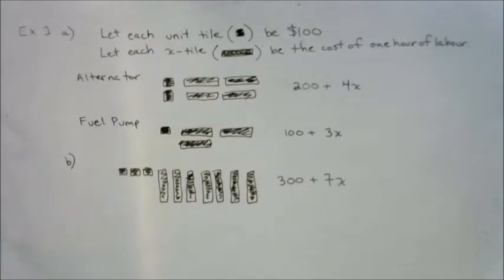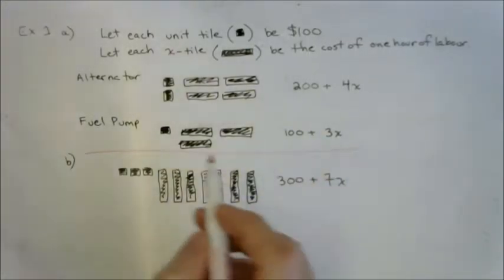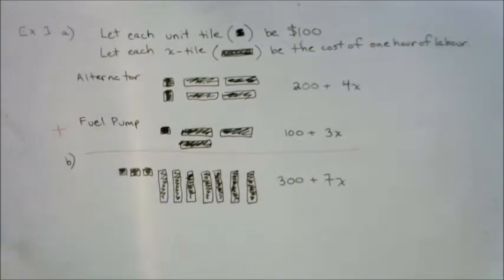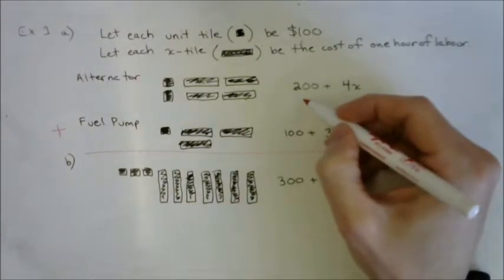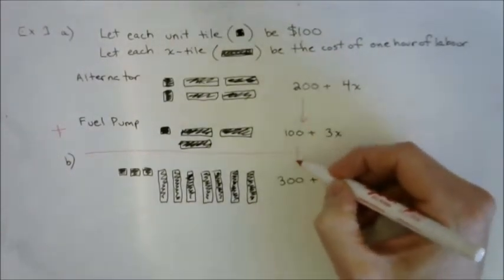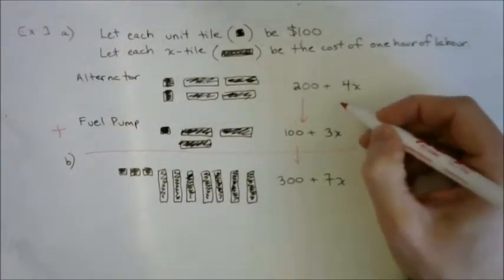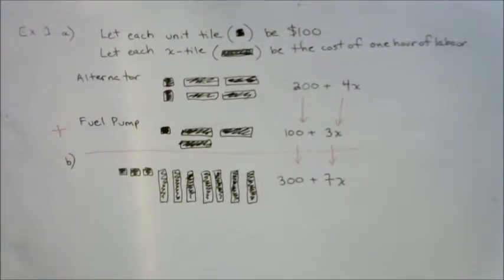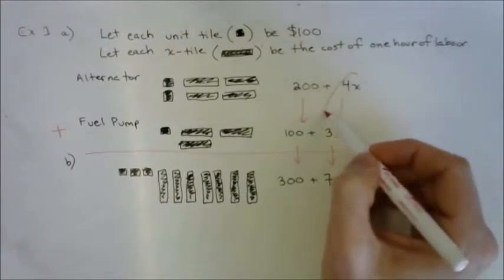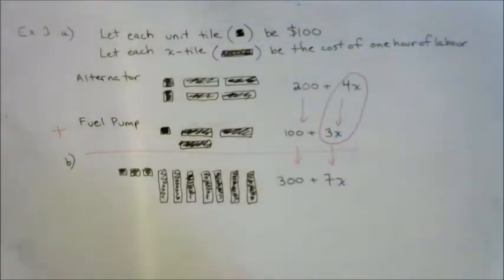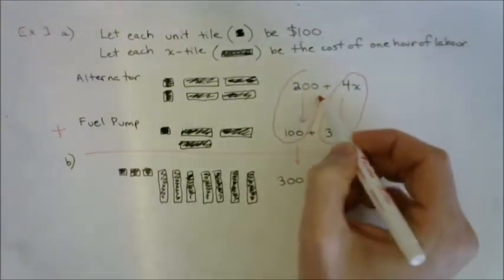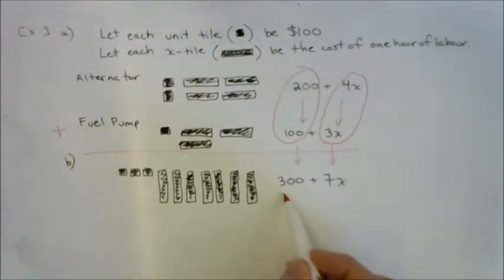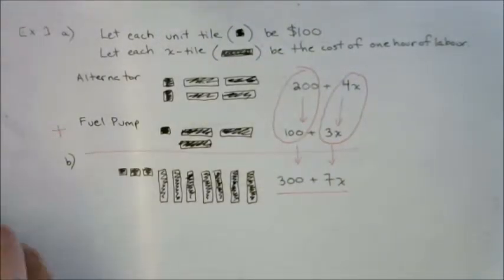Now here's something we need to look at. What if I drew a line across here and put a plus sign? Does that look like what we just did? Really, all we did was we took the unit tiles and added them up to get 300, and then we took all our x's and added them up to get 7x. We grouped like terms. These guys are like terms, and these guys are like terms, so we can put them together. That's what we're talking about today.